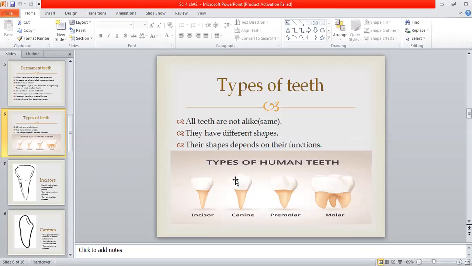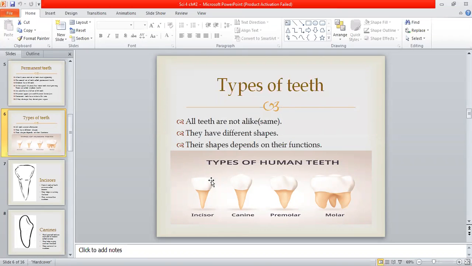Human beings have a set of four types of teeth. First is the flat shape. You can see the edges where my cursor is moving, that is the flat shape. That is your front teeth. If you look in the mirror, you see the front four teeth, upper and lower jaw, are flat from the edges. So these are known as incisors.